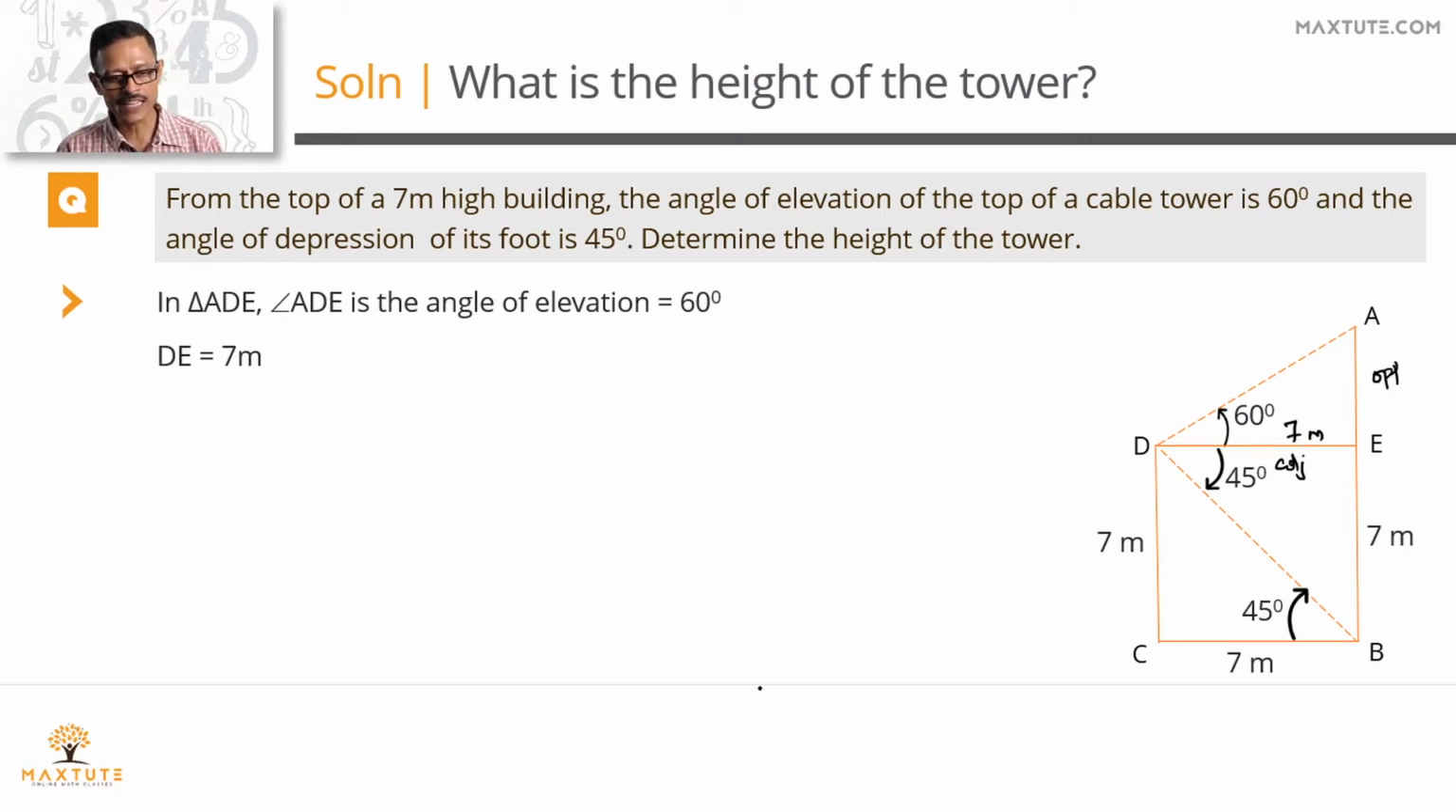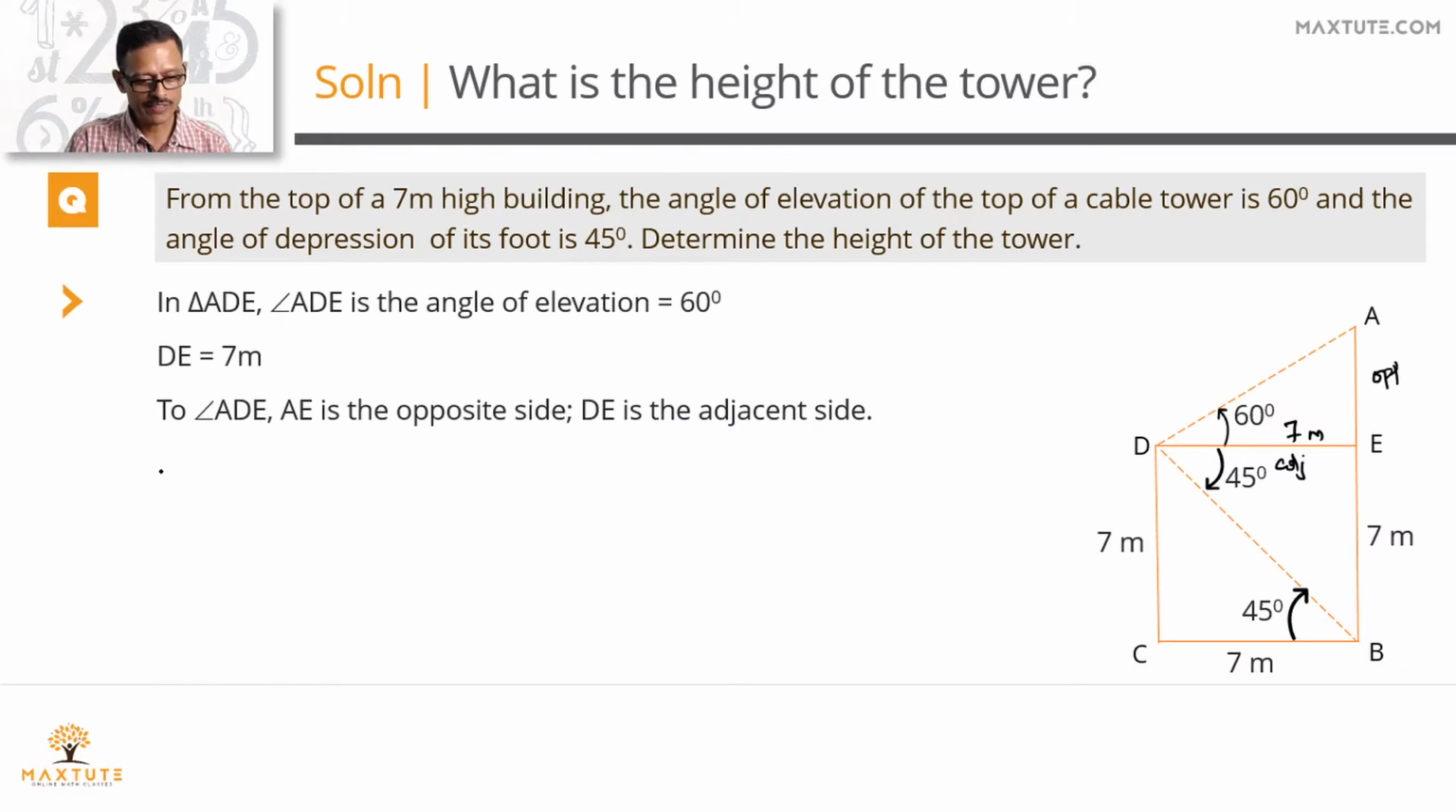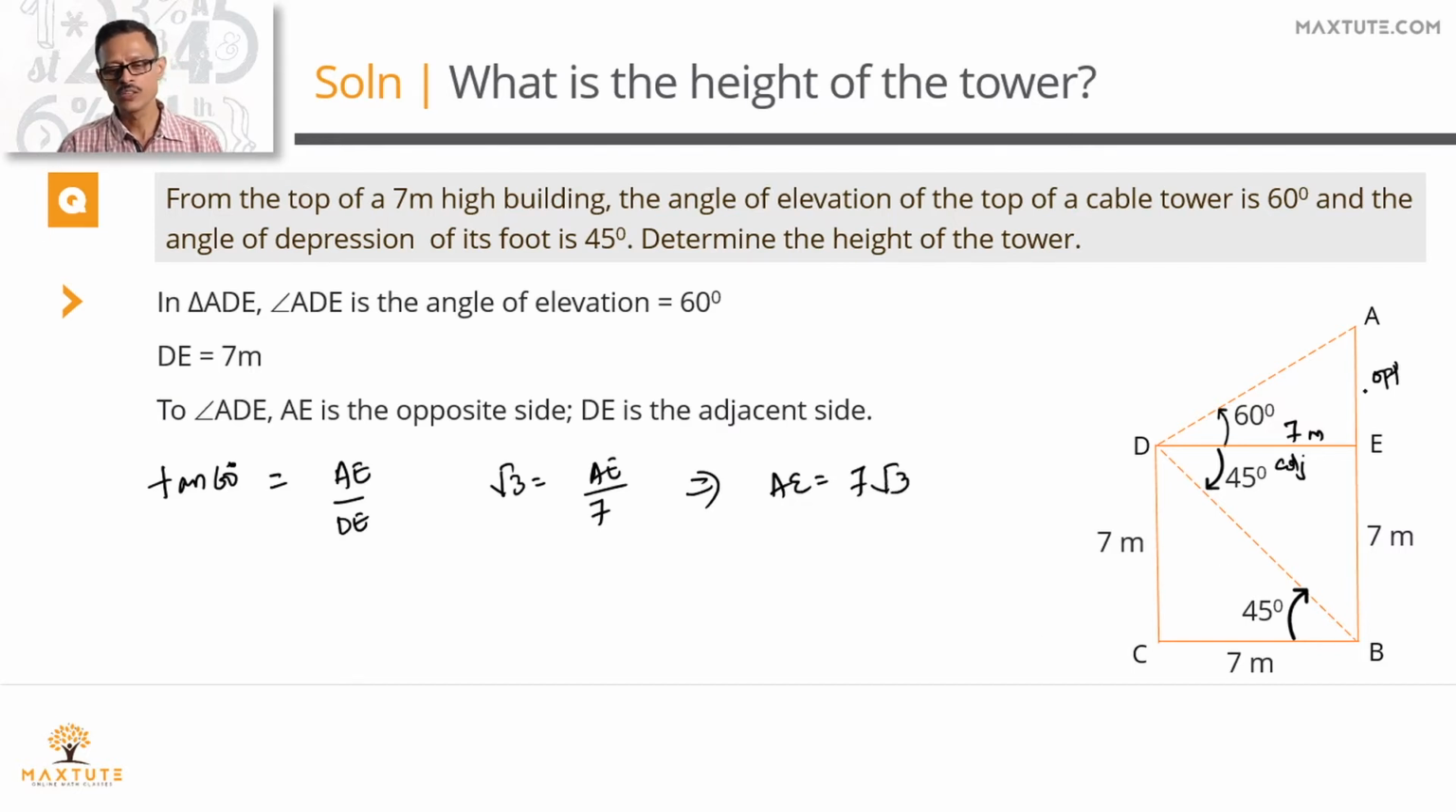So let's apply the trigonometric identity that combines these two. We'll be going with tan. Tan 60 degrees is equal to the opposite side AE divided by the adjacent side DE. Tan 60 is equal to root 3. Root 3 equals AE divided by DE, which is 7 meters. So the measure of AE therefore will be equal to 7 root 3 meters. So you found out AE. AE equals 7 root 3 meters.